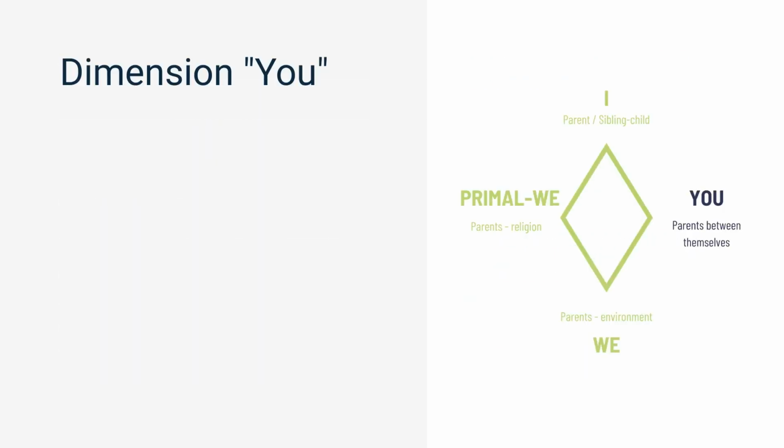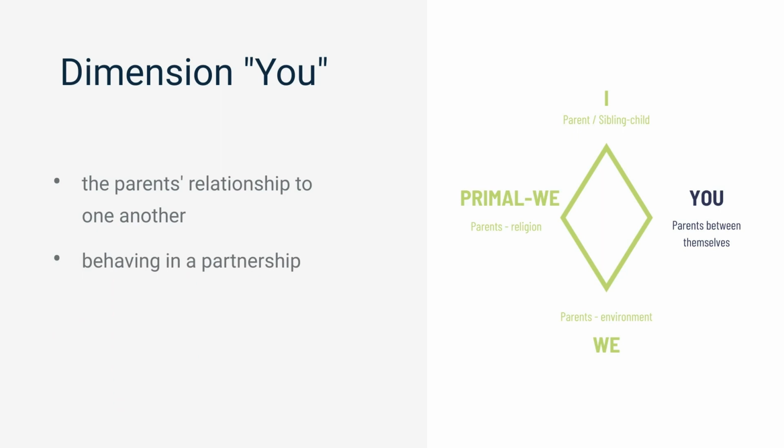Dimension U. The preeminent model for a person's relationship to the thou or you is the parents' example, the parents' relationship to one another. It is through the parents' example that the possible ways of behaving in a partnership are suggested.